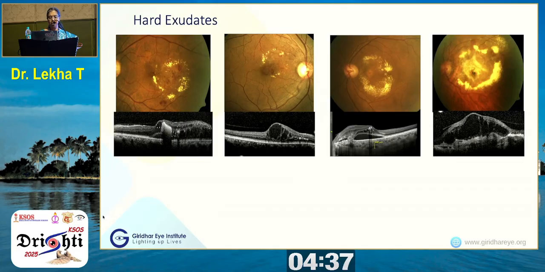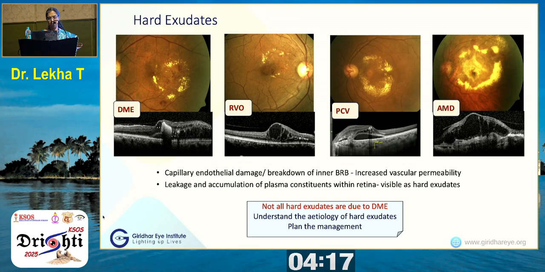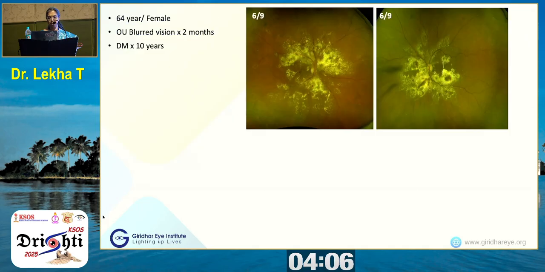Now we move on to hard exudates, which are typically seen in a circinate pattern and can be in a wide range of etiologies. This was in a case of DME, this was RVO, this is PCV, and this is AMD. So wherever there is capillary endothelial damage and breakdown of the inner blood-retinal barrier, it can lead to leakage of lipoproteins and formation of hard exudates in a circinate pattern. So not all hard exudates mean it is DME, because most of these cases are referred as DME, especially if there is a history of diabetes. We should try to understand the etiology of the hard exudates and then give the appropriate management.